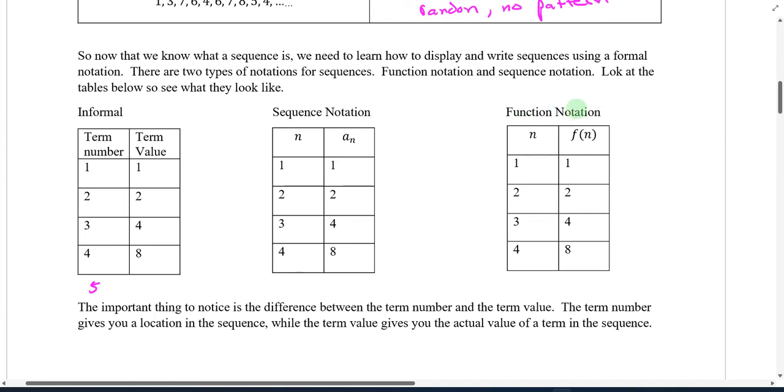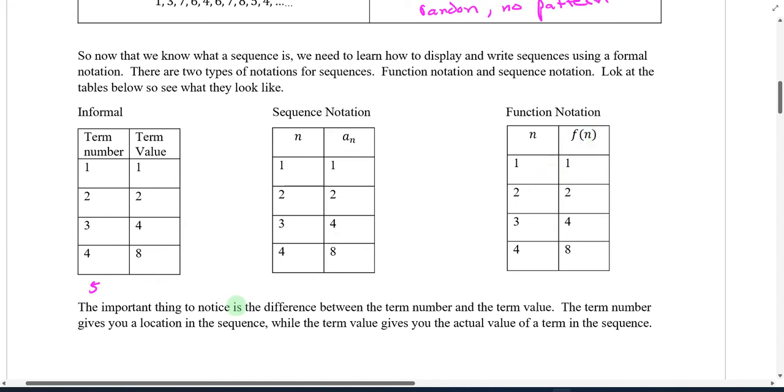The other way to describe it is with function notation. This is what we covered in the warm-up. Very similar. Again, we would define the input of the function to be the term number, so we would just call it n. Then f of n represents the term value. So the first term is still 1, second term is still 2, but the term number is n, and the term value is f of n.